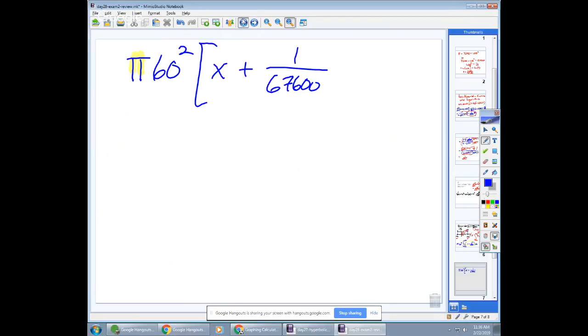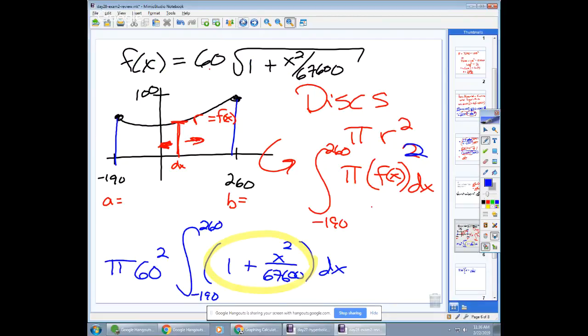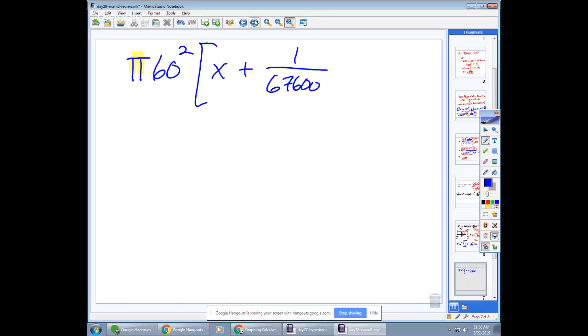And then what's the antiderivative of x squared? 1/3 x cubed or x cubed over 3. Yeah. So I'm going to write it as times x cubed over 3. And now I just have to evaluate that from negative 190 to 260.